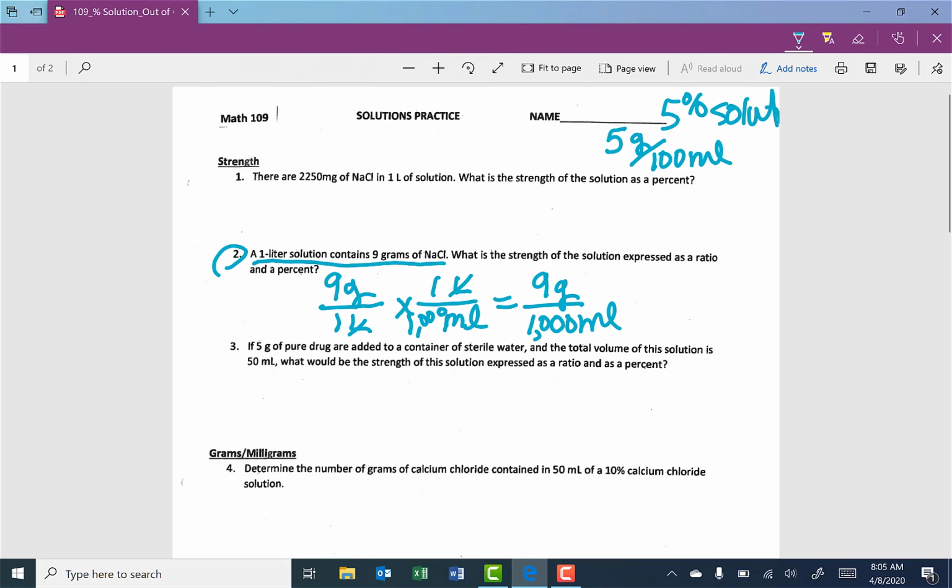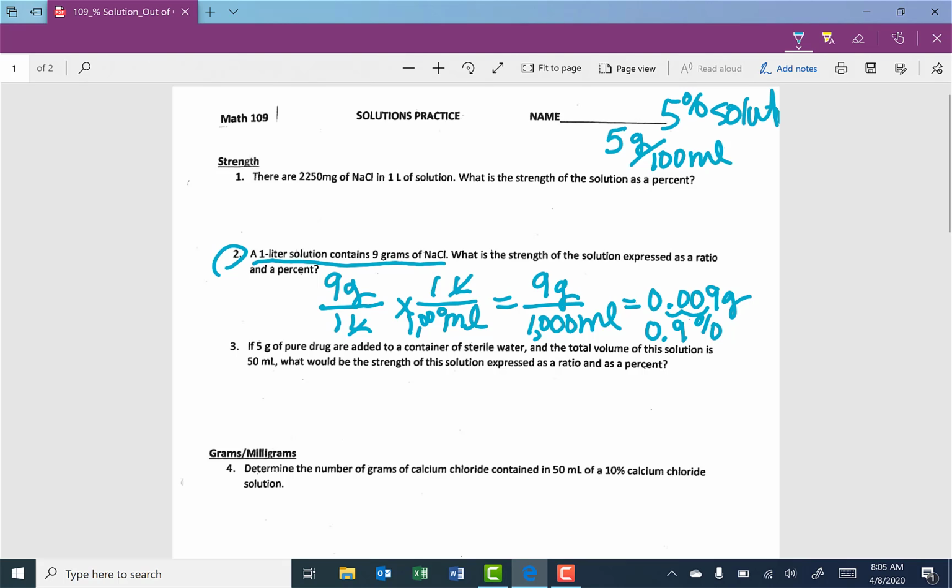And that now is in the correct format for percent solution because we have gram over milliliter. And now all you do is divide out the fraction. 9 divided by 1,000 would give you 0.009. But we need a percent solution. So we change this to a percent by moving the decimal two places to the right, and we end up with 0.9%. So that is your answer. That is the strength of the solution. It is a 0.9% solution.